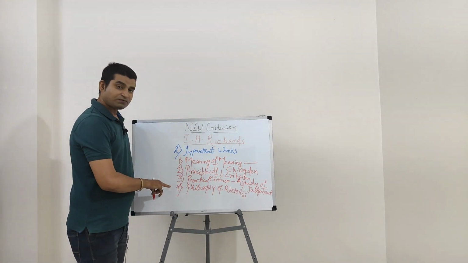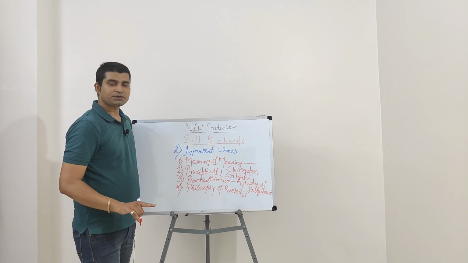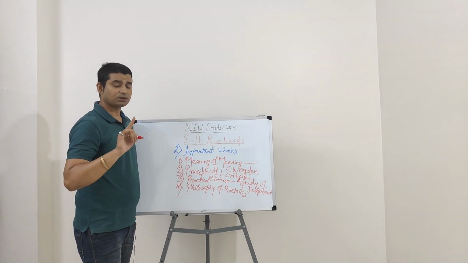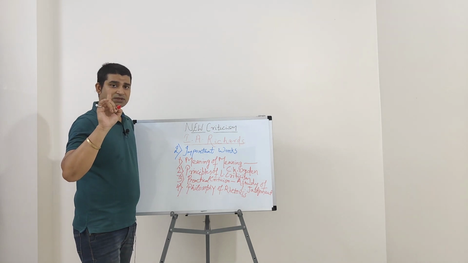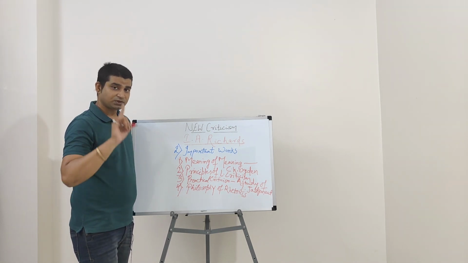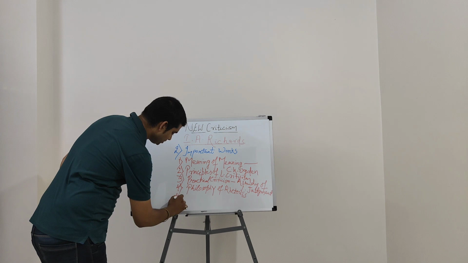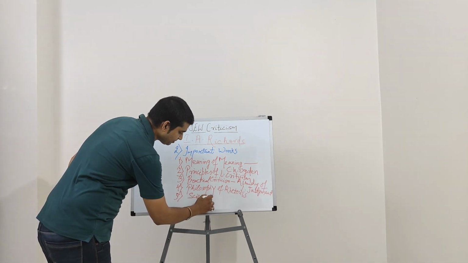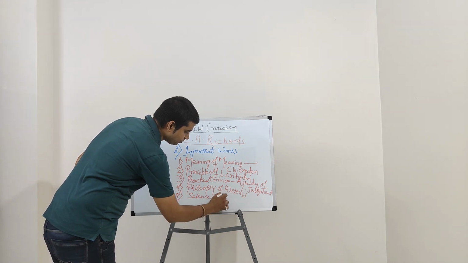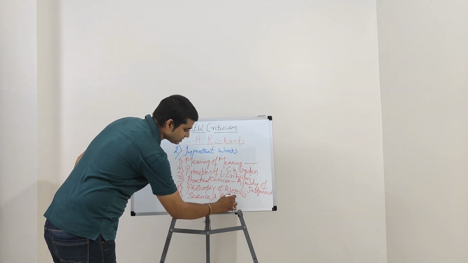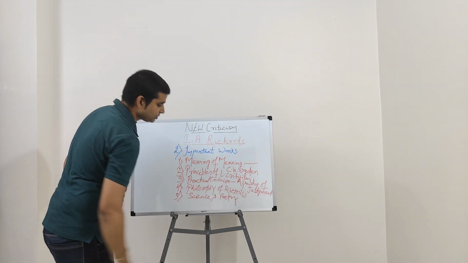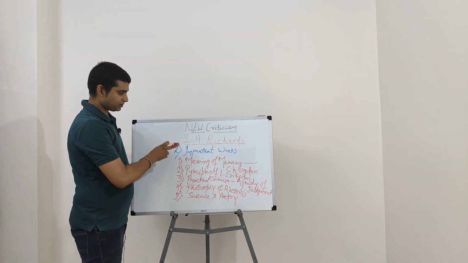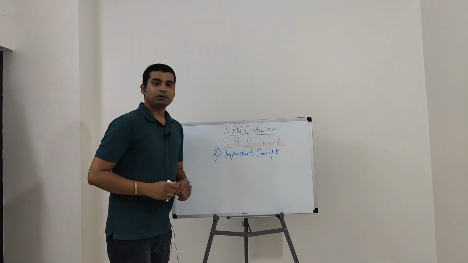Apart from these major works, a minor work was also written by I.A. Richards, and it was once asked in the UGC-NET examination. You must remember that name. It is Science and Poetry. Minor work, only remember the name, Science and Poetry. Okay, friends, these were the important works written by I.A. Richards.